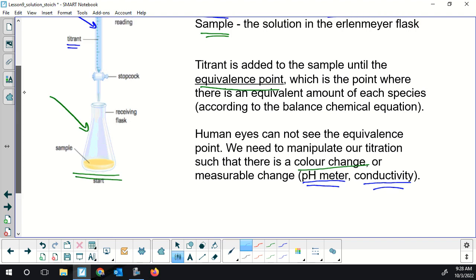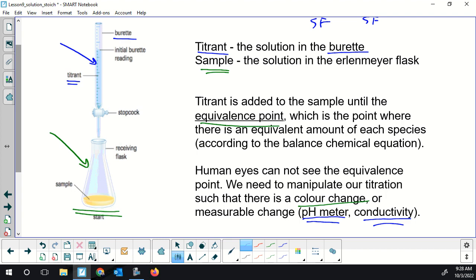So that's the setup. It's just solution stoichiometry. We're using glassware that gives us lots of sig figs. The burette up above can read to 2 decimal places, so its volume is going to be a number dot tenths and hundreds. So that's the benefit of the burette.